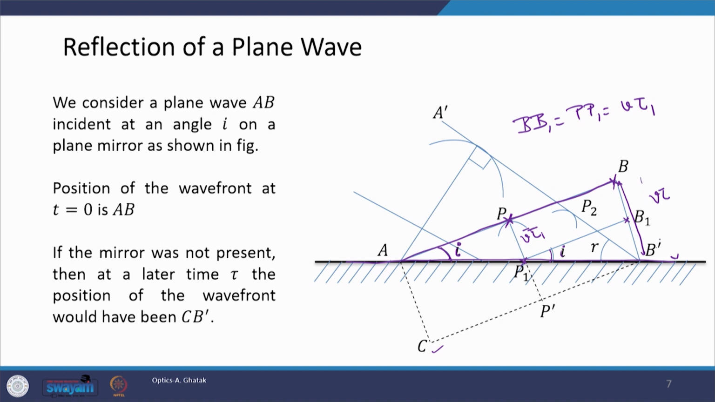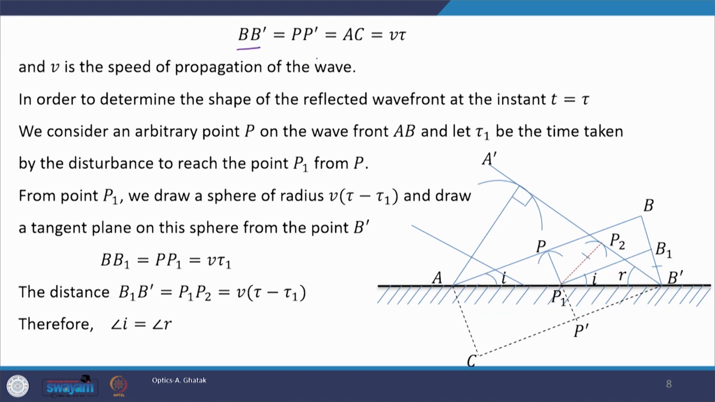Yeah, BB prime distance is equal to PP prime distance, and PP prime is shown here. This is PP prime and this is your BB prime. Okay, had there been no mirror, BB prime would have been equal to PP prime, which is equal to AC, which is V into tau. V is the velocity of the light in that medium, and tau is the time it takes. Therefore, V into tau represents the distance.